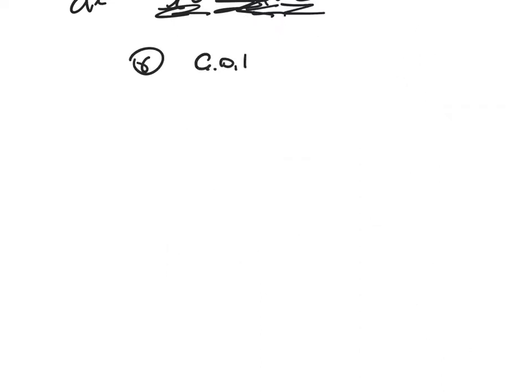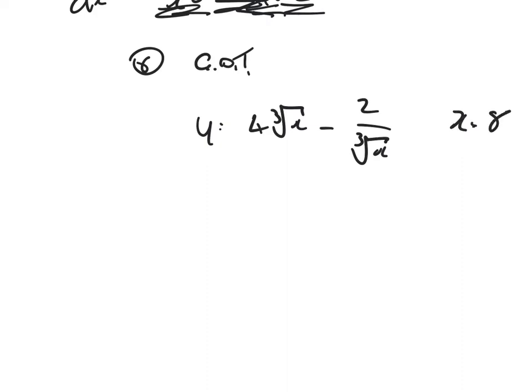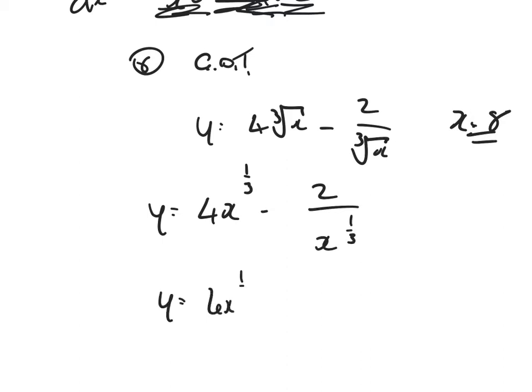Okay, find the gradient of the tangent to y equals 4 lots of the cube root of x minus 2 over the cube root of x at x equals a. Okay, so let's first of all prepare to differentiate. That's going to be 4x to the 1/3 minus 2 over x to the 1/3. That's 4x to the 1/3 minus 2x to the minus 1/3.